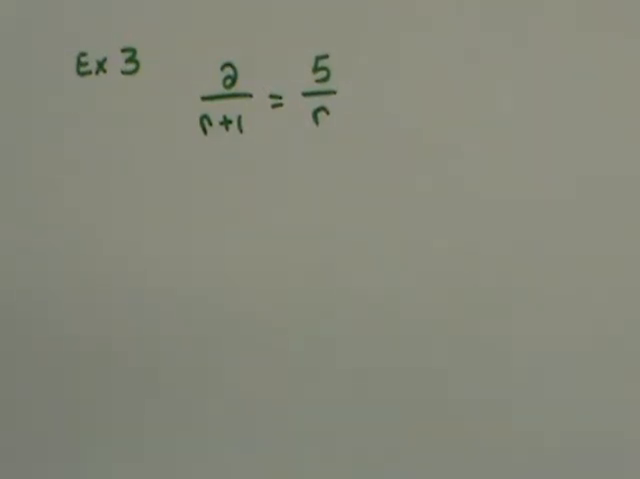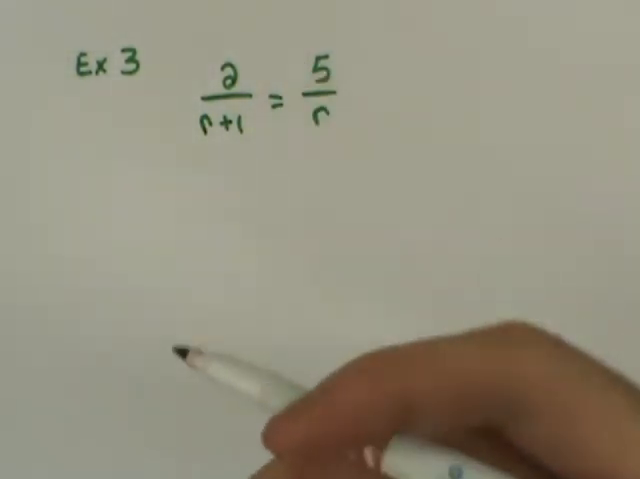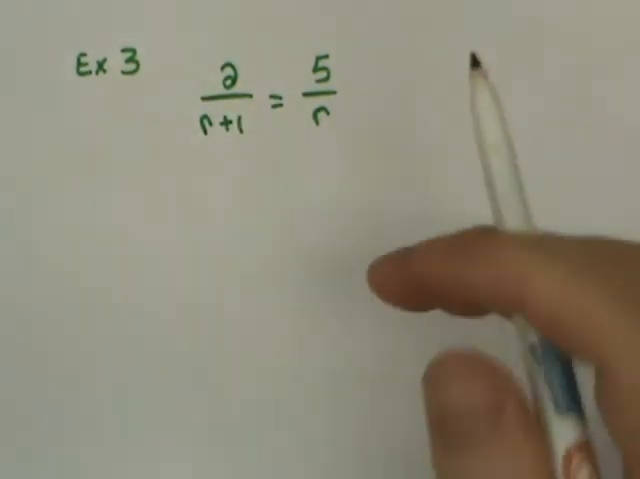Example 3 for solving proportions. In this example, we find that our variables are located in the denominator. It doesn't change anything. Again, you can do the cross multiplication. That's fine.